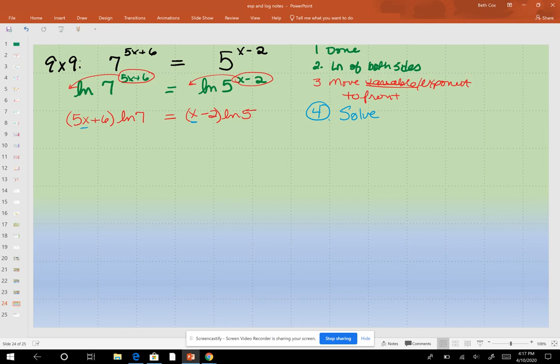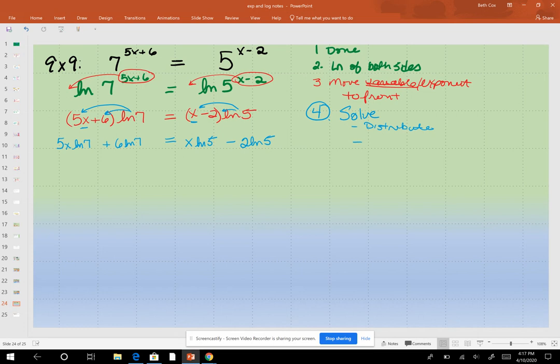So here's what we're going to do. First thing we're going to do is distribute the logs. Log 7 and log 5 are just numbers, so we're just going to distribute. And so this would give me 5x natural log 7 plus 6 natural log 7. And on the other side, we're going to get x natural log 5 minus 2 natural log 5.